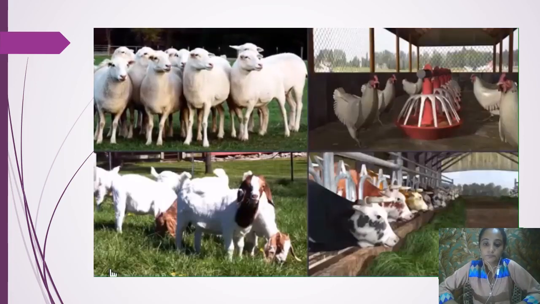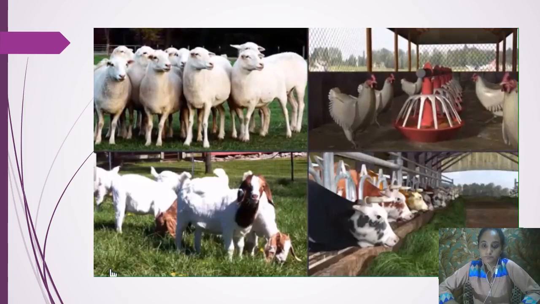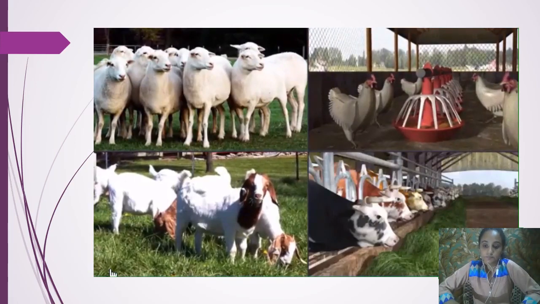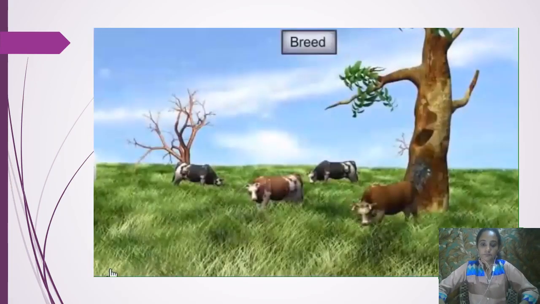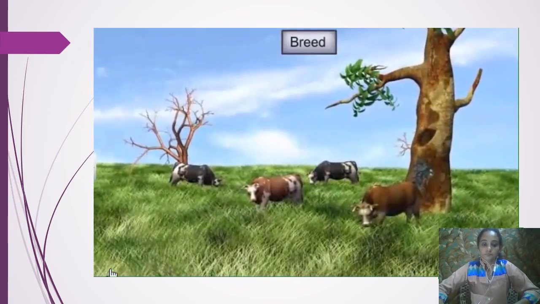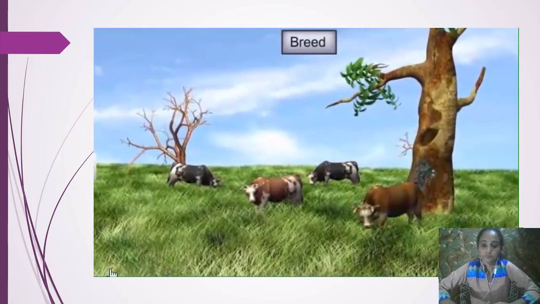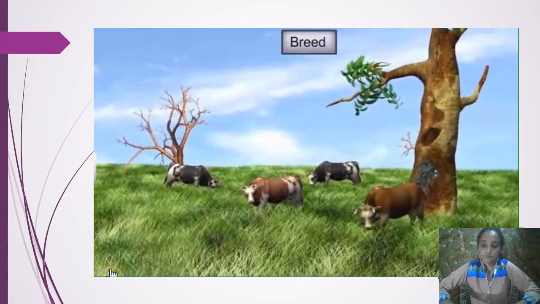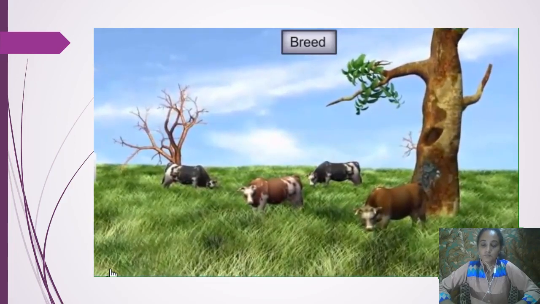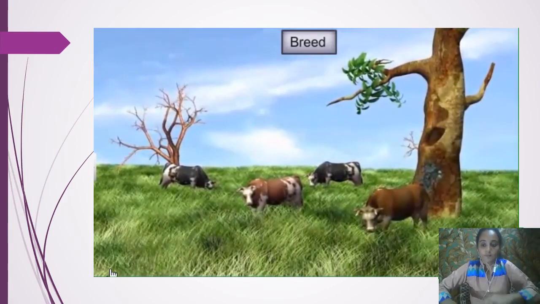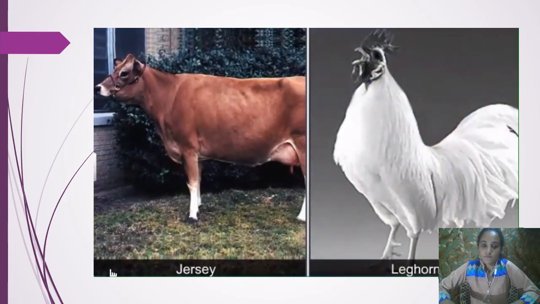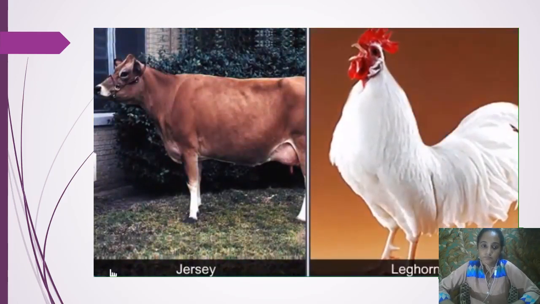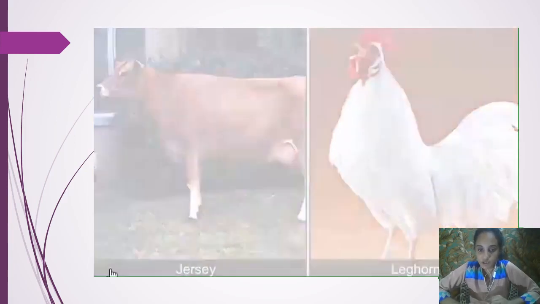Animal breeding is the controlled propagation of animals to achieve desirable qualities of farm animals and increase the yield of these animals. The term breed refers to a group of animals within a species related by ancestors and possessing many similar characters such as appearance, behavior, and size. For example, Jersey and Leghorn are very popular breeds of cattle and chicken used for breeding. These are familiar names for us, Jersey and Leghorn.